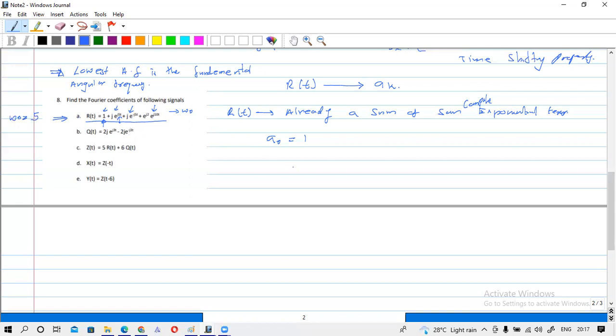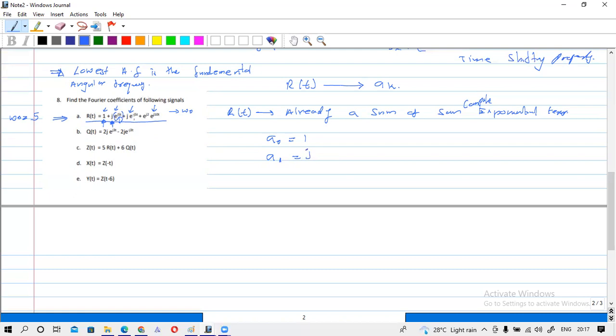Now we can find the Fourier coefficients. Here the multiplier is 1, so this should be a_1, the first harmonic. These are the exponential terms, and this j is the coefficient. This j will be your Fourier series coefficient, so a_1 is equal to j.